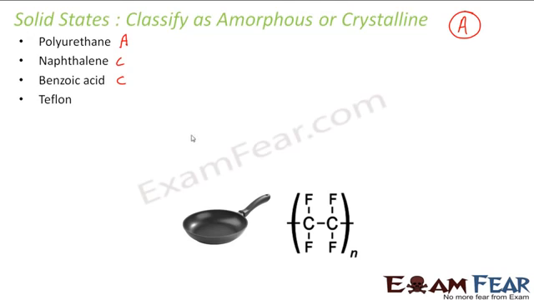Teflon. It's very strong, so you may think it's crystalline, but actually it's amorphous. It was discovered in 1938 by Roy Plunkett. Teflon is nothing but polytetrafluoroethylene. Most of the polymers, if you see, are amorphous. This is also amorphous. Teflon coating is used on these vessels. Teflon is amorphous.